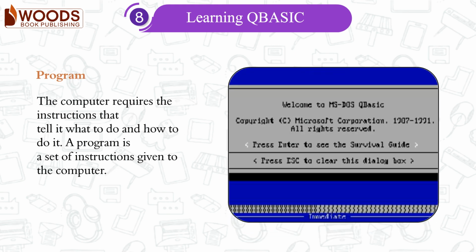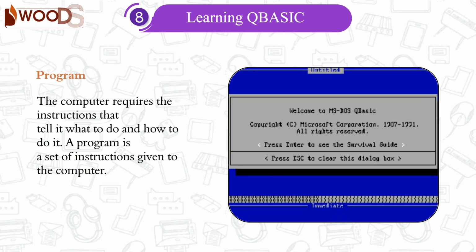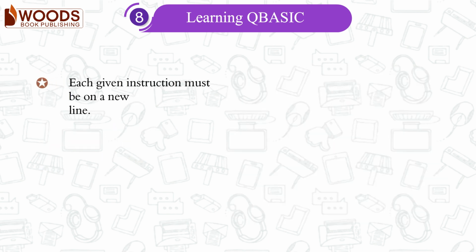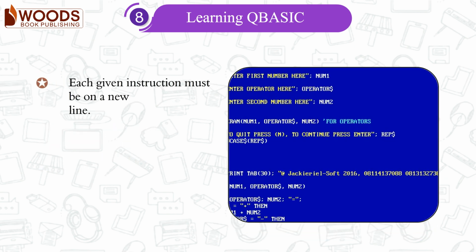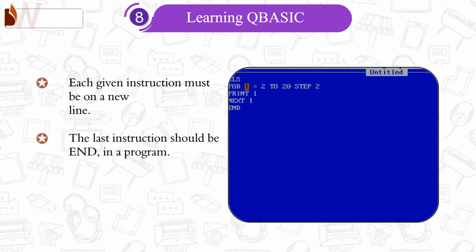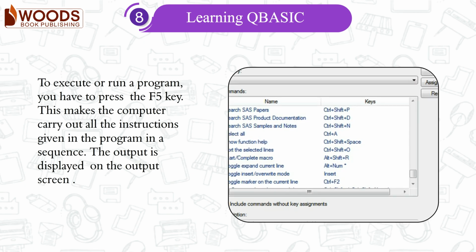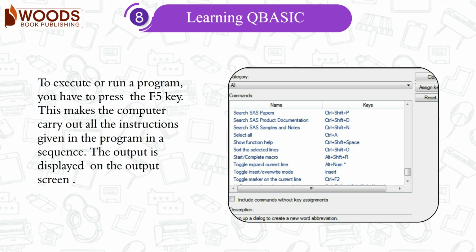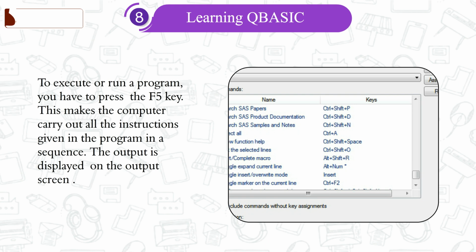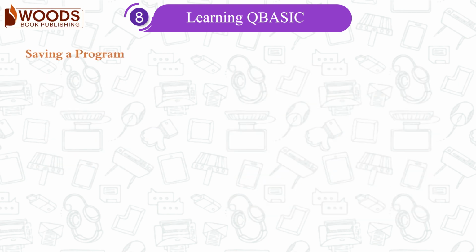Program. The computer requires instructions that tell it what to do and how to do it. A program is a set of instructions given to the computer. Each given instruction must be on a new line. The last instruction in a program should be END. To execute or run a program, you have to press the F5 key. This makes the computer carry out all the instructions given in the program in sequence. The output is displayed on the output screen.